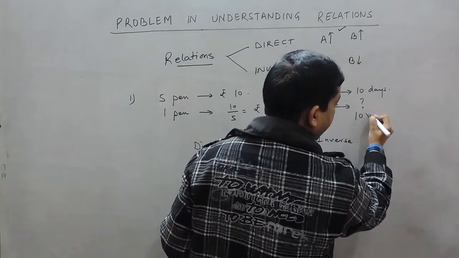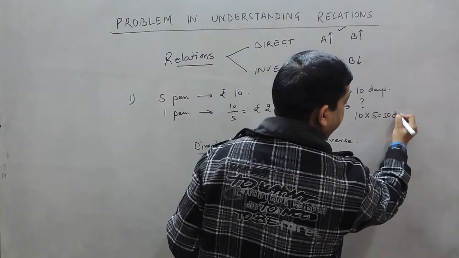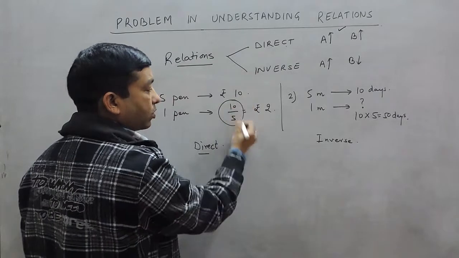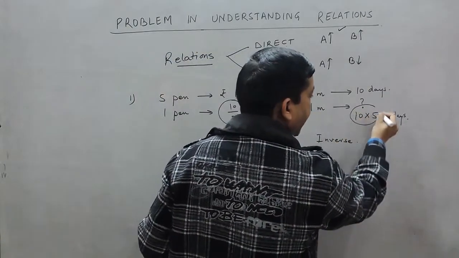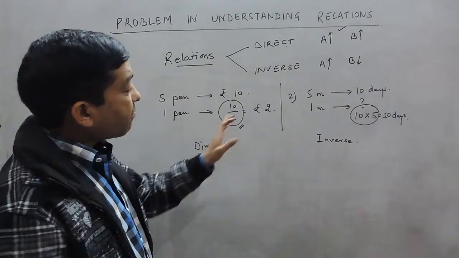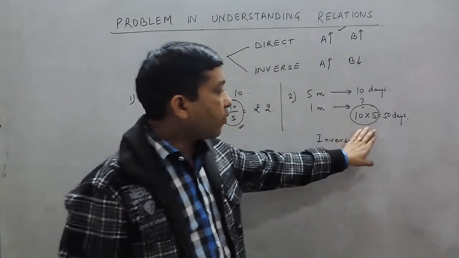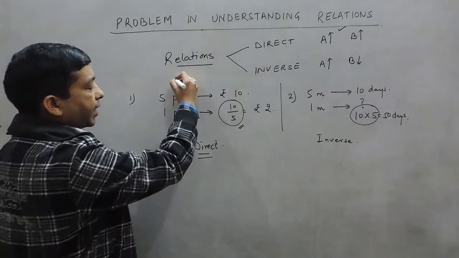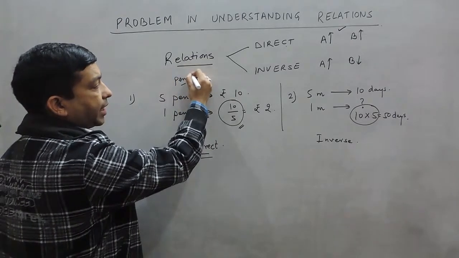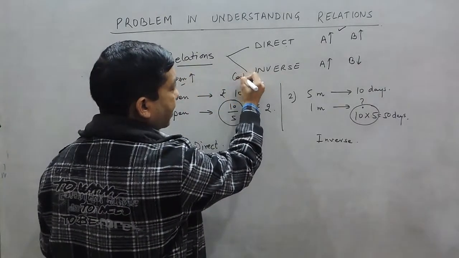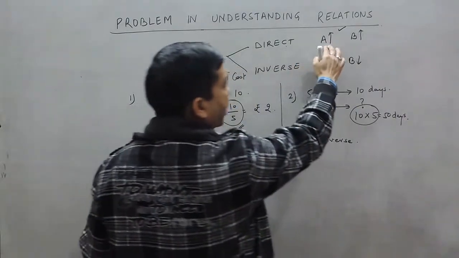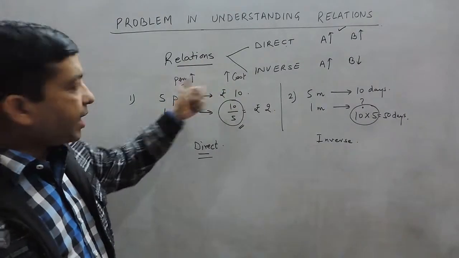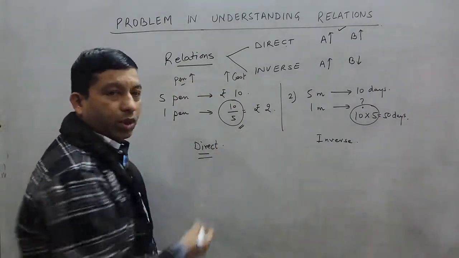Here the correct answer will be 10 multiplied by 5, and that is 50 days. So we can say in the first example we are dividing the two, and in the second example we are multiplying the two. Now the point is why we are dividing in this case and why we are multiplying in this case. Because this is the direct relationship, I can say that if the number of pens is increasing, then the cost of these pens will also increase. As I told you, if A is increasing and B is also increasing, it is known as direct relationship. And in every question of direct relationship, we have to divide.